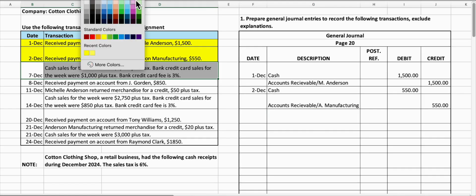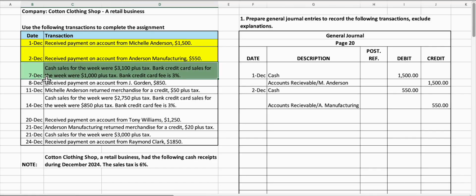Now for this one, we're going to need multiple entries. Cash sales for the week were $3,100 plus tax. That's going to be our first entry. And then the second entry we'll have for December 7th is the bank credit card sales for the week of $1,000 plus the bank credit card fee. So let's start with cash sales for the week, December 7th.